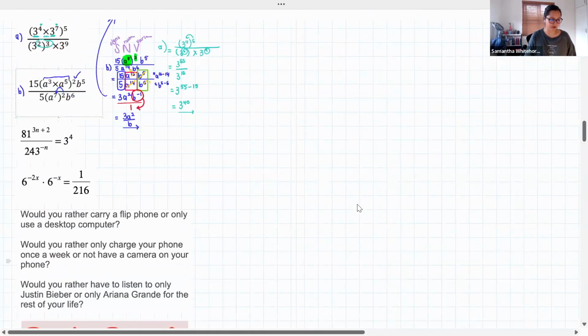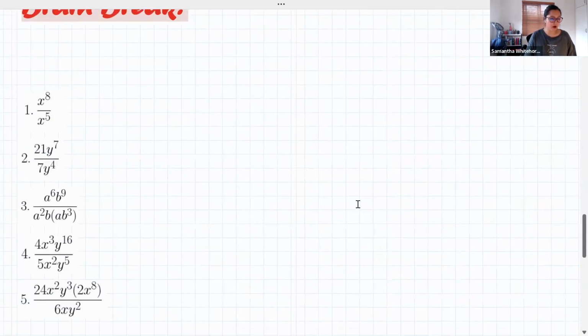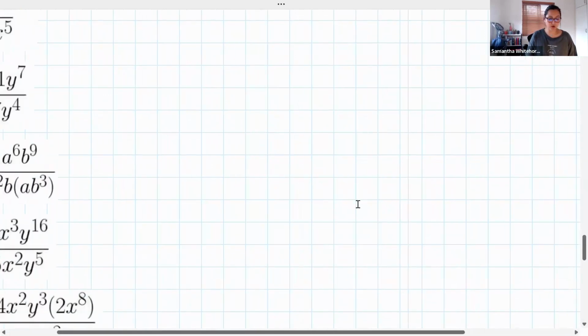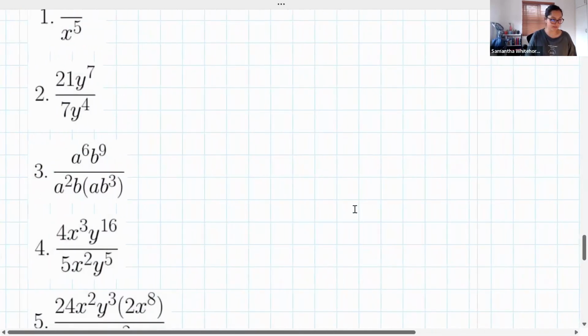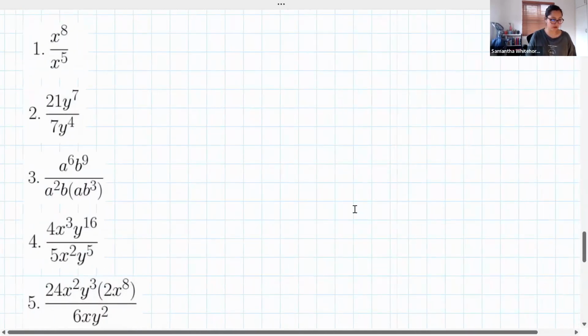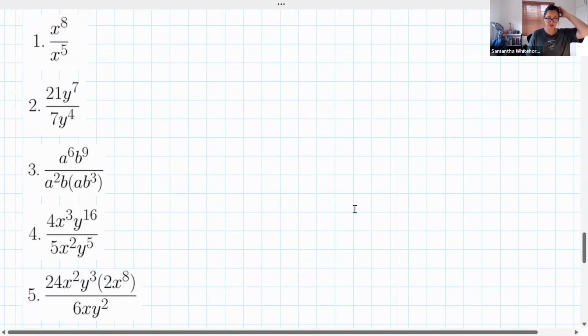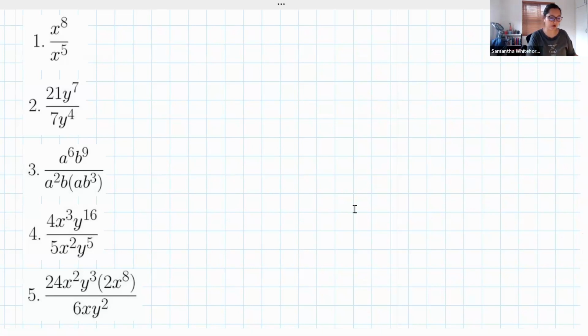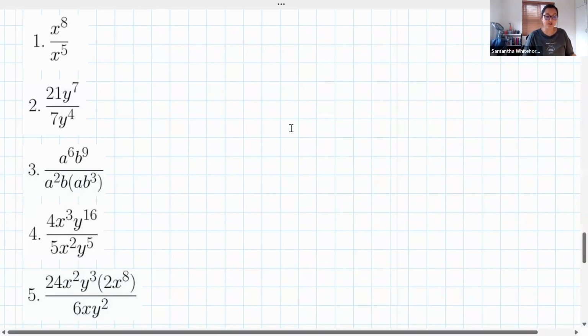Let's see what we have going on here. All right, so before we get to the equation situation, there are 5 questions here that I want you guys to give a try. So it's just applying the laws. It's very similar to the examples that we just did before our brain break. So there's 5 questions here. I'm going to give you, let's call it 7 minutes to give these a try. Please do actually try them.